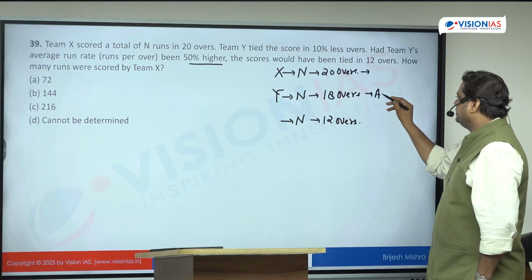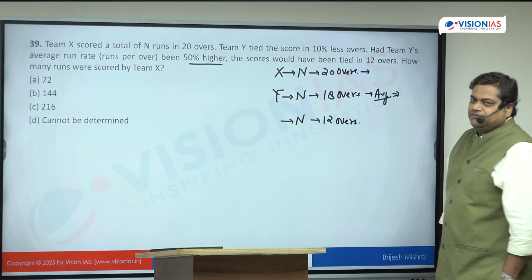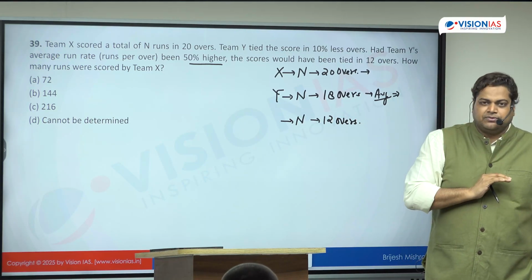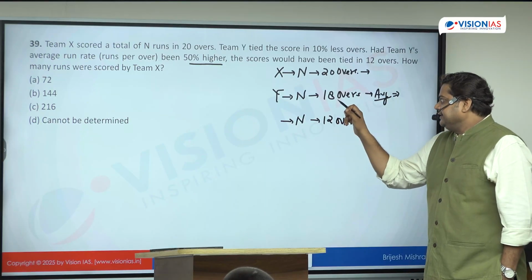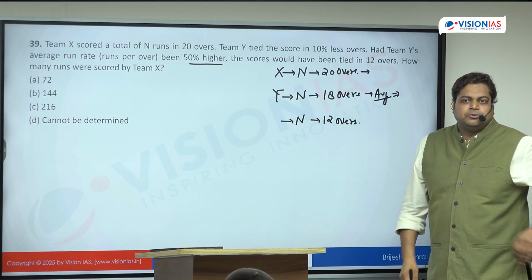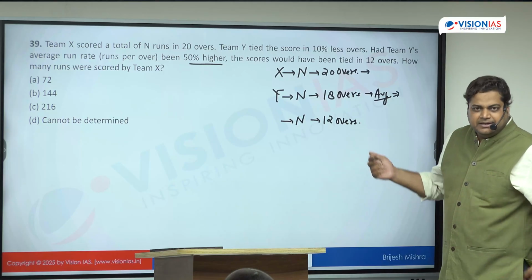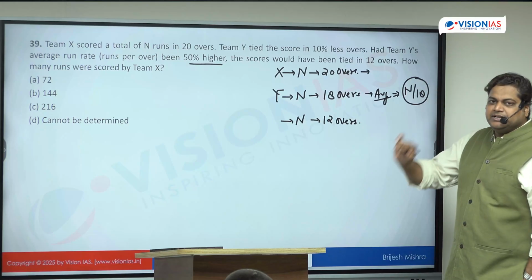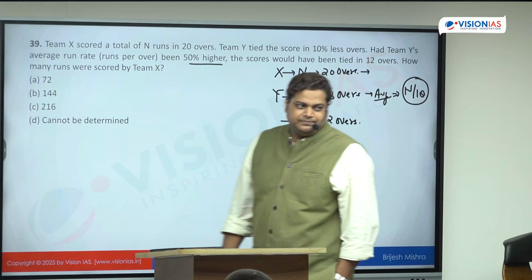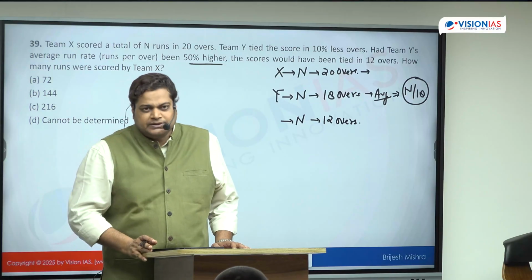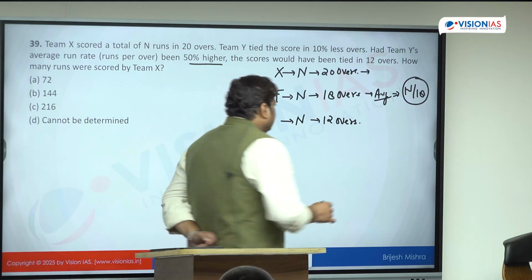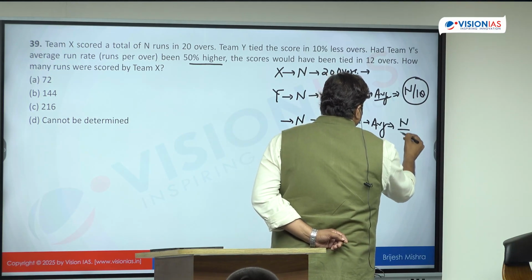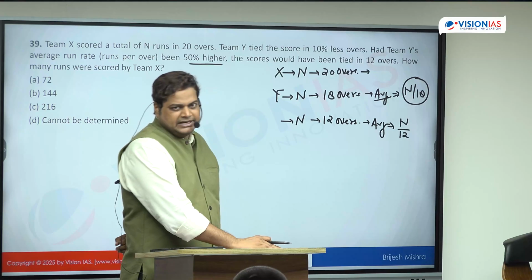So average run rate क्या है? Average कैसे निकालते हैं? Total sum of observations divided by number of observations. So n runs 18 overs में बने हैं. So 1 over में कितने बनेंगे? n by 18. 2 overs में 20 runs बने. What is the average runs per over? 20 by 2, 10. The same way, here what is the average? N by 12. N by 12.